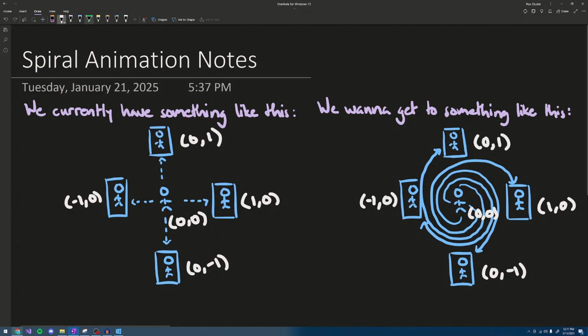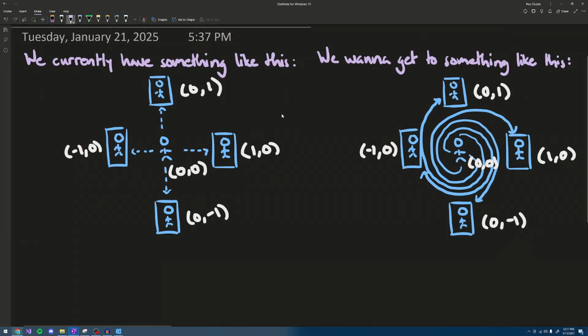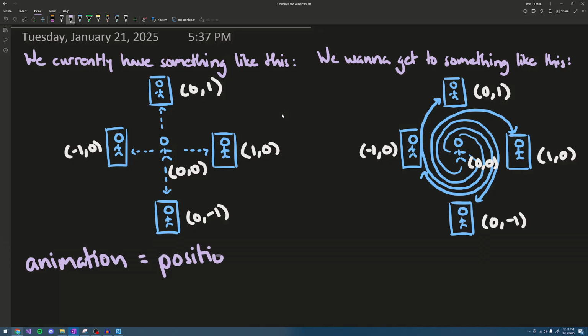Now, to be able to actually solve an animation problem, we first need to know what animation even is. Now, animation can have many definitions out there, but I'm going to use this one because this is how I understand animation. So to me, animation is position in time. Position, we've already seen a couple here, 0, 0, 1, 0, etc. Position is where we are at any point. It's our x and y given time.